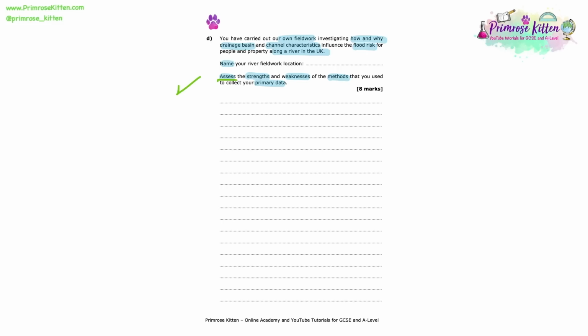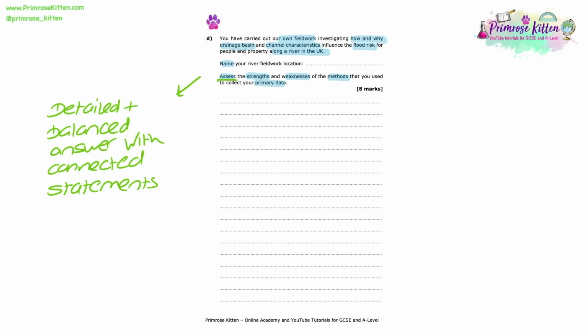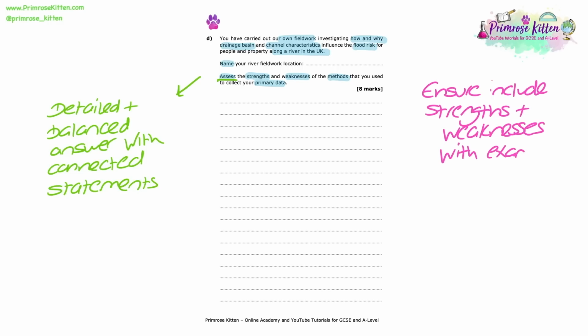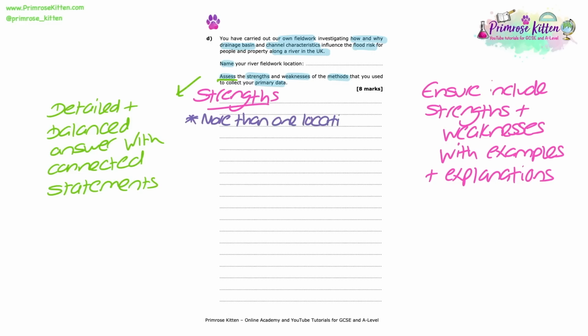To achieve a top-level response for this question, your answer needs to be detailed and balanced with connected statements. You also need to ensure that your answer includes both strengths and weaknesses, with examples and explanations given. Your response here will obviously depend on the investigation that you conducted, but possible strengths of the methods you used might include that you chose more than one location so that you were able to make a comparison.